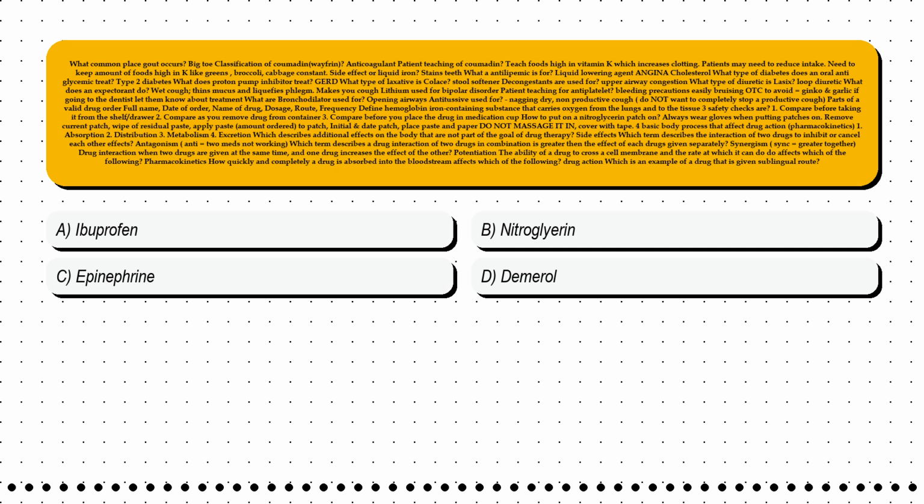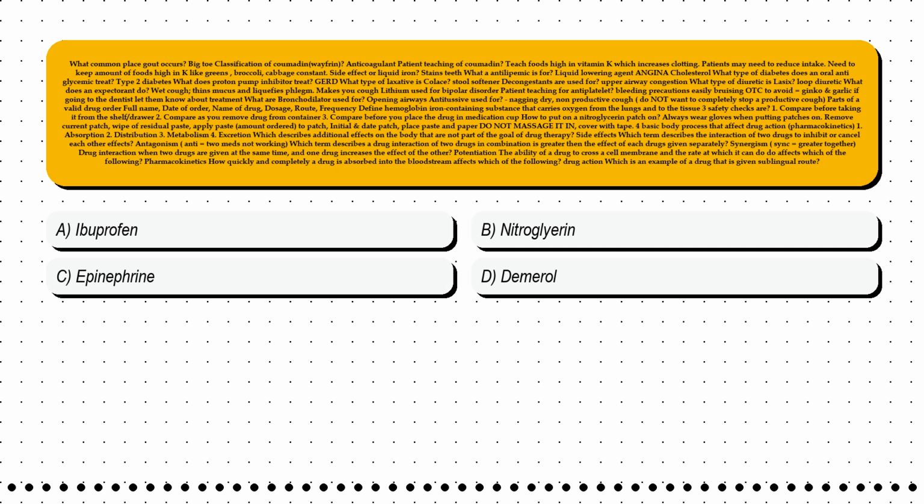Three safety checks are: 1. Compare before taking it from the shelf or drawer. 2. Compare as you remove the drug from the container. 3. Compare before you place the drug in the medication cup. How to put on a nitroglycerin patch: always wear gloves when putting patches on. Remove the current patch, wipe off residual paste, apply paste, the amount ordered, to the paper, initial and date the patch, place paste and paper. Do not massage it in, cover with tape.